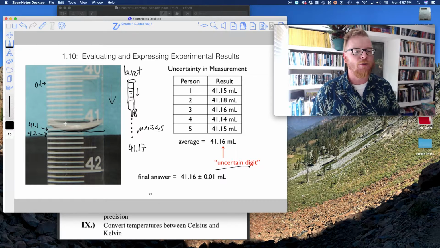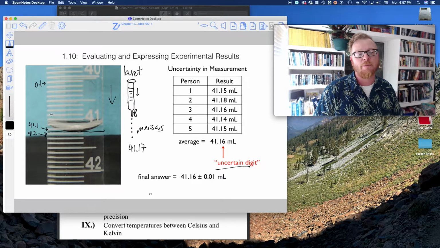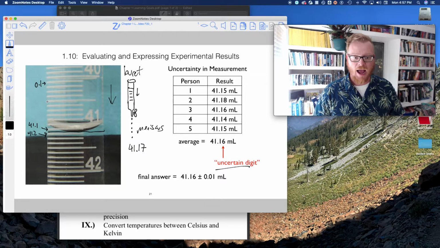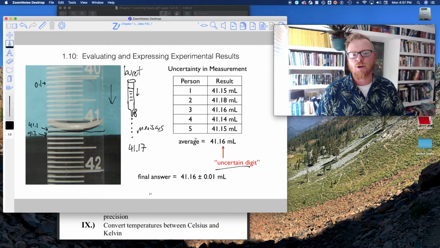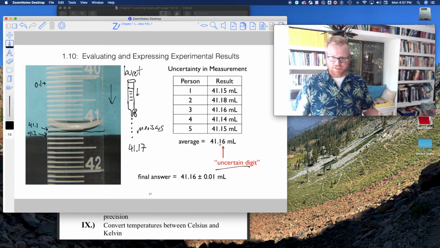So in this burette, you have graduations every 0.1 milliliters. That means you're going to have to estimate to the best of your ability the hundredths place, the 0.01. I guessed 41.17. So let's say 5 people look at it and these are their results. Maybe one person thought 41.15, 41.18, etc. Well, we average all these together and we get 41.16, and we recognize that that 6 is the uncertain digit.